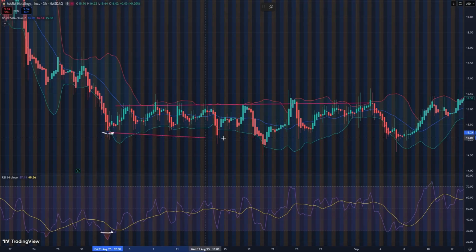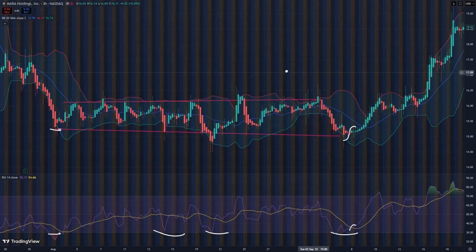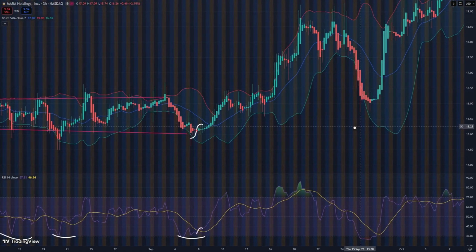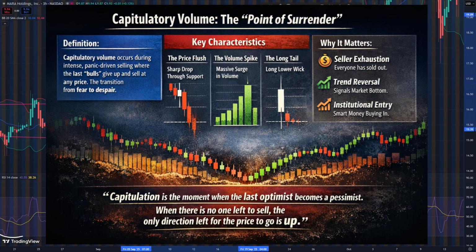The strongest signals show up when RSI starts to diverge. Price makes a new high near the upper band, but RSI fails to make a new high. Or price makes a new low near the lower band, but RSI doesn't confirm it. That tells you momentum is no longer supporting price. Professionals don't ignore that. Now this is where capitulatory volume completes the setup.